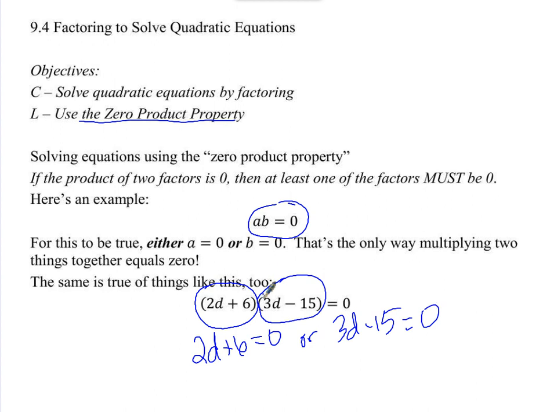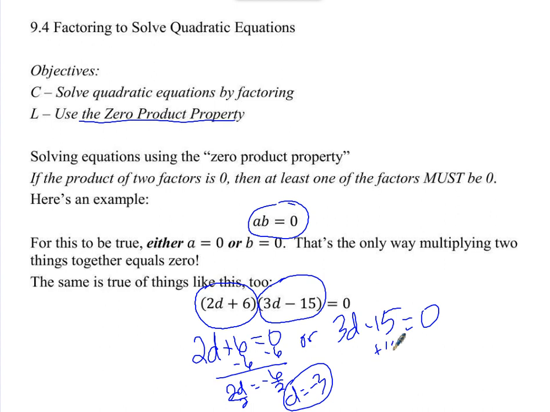I have two things being multiplied together right here. One or the other has to be 0. So I use the zero product property and I say this has to be 0, 2d plus 6 is equal to 0, or I say 3d minus 15 has to be 0, so 3d minus 15 equals 0. And now I can solve those two equations and find out what d could be to make this a true statement. So I can subtract 6 from both sides here, and that gives me 2d equals negative 6. So I divide both sides by 2, and I get d equals negative 3. That's one solution.